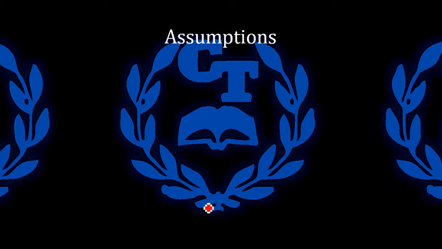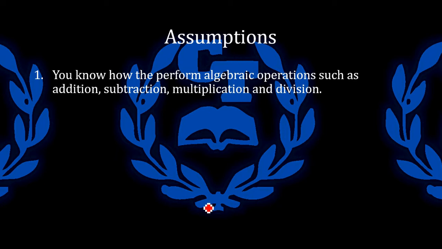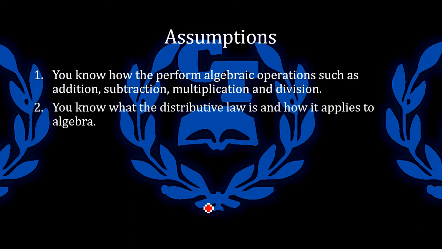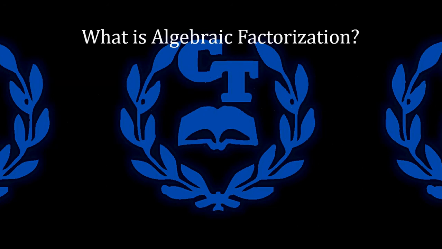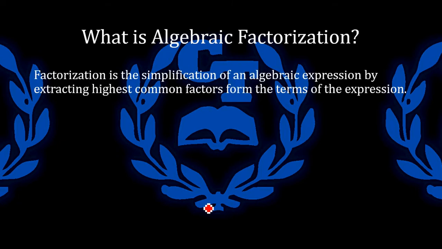So a couple of assumptions that we have for this is that you know how to perform algebraic operations such as addition, subtraction, multiplication, and division. You know what the distributive law is and how it applies to algebra. You understand that each algebraic factor represents a number, and what exactly is factorization? Factorization is just simplification of an algebraic expression by extracting the highest common factor between the terms of the expression.